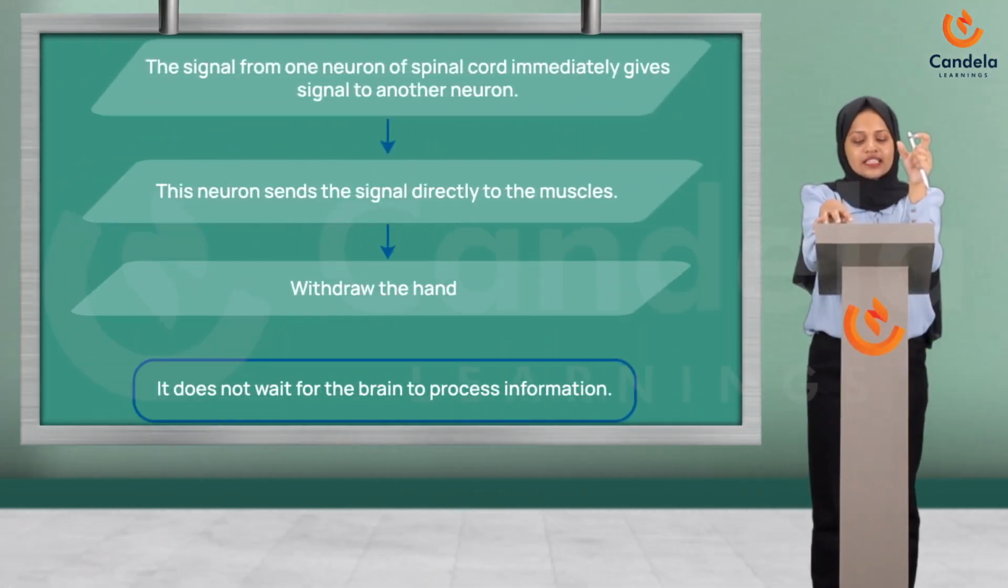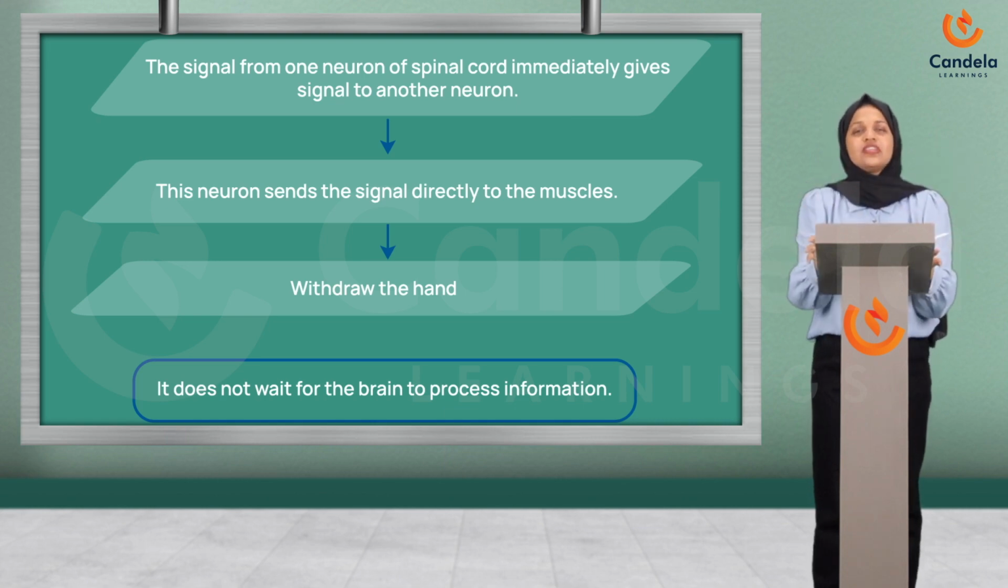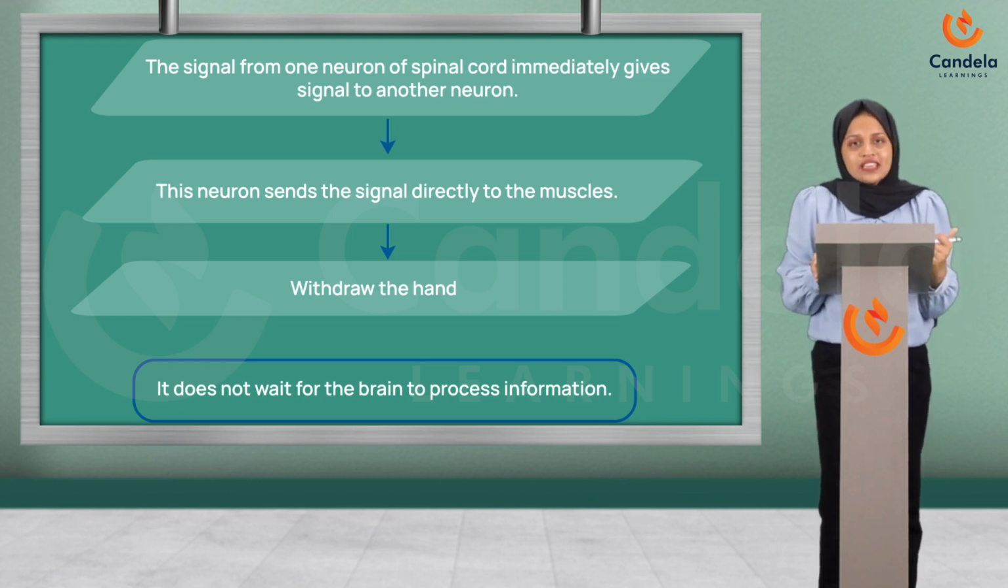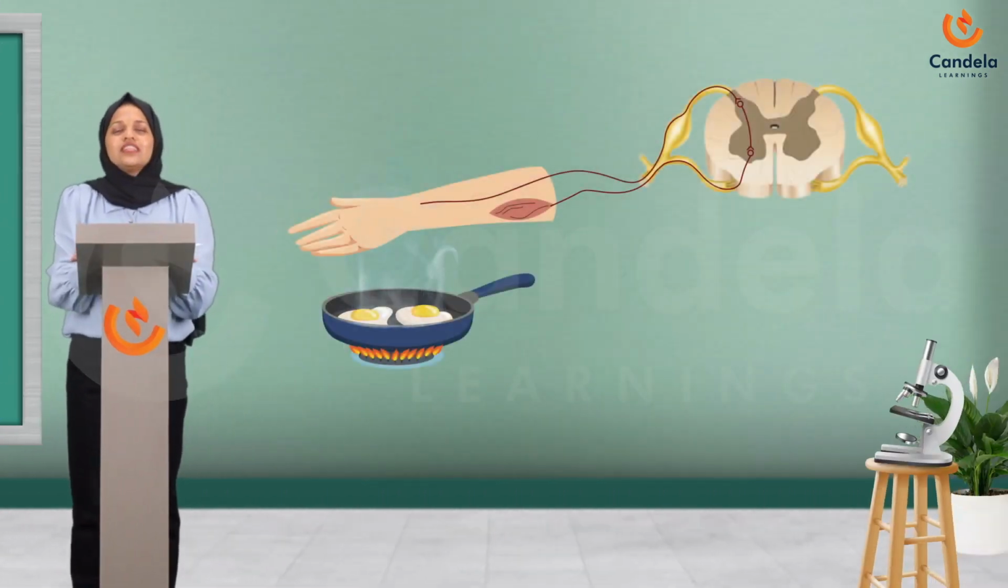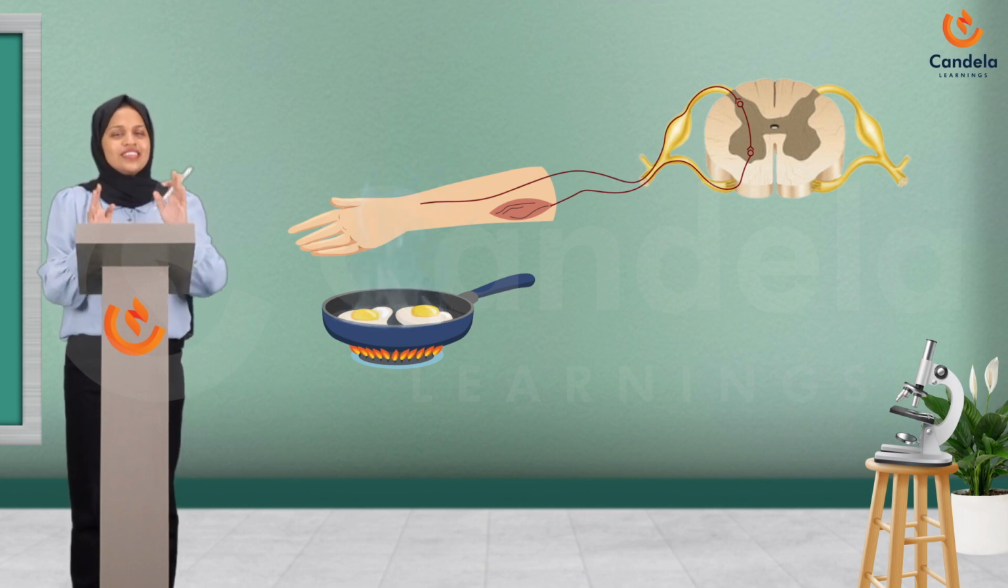Then what happens? The signal from one neuron of the spinal cord immediately gives the signal to another neuron which is present in the spinal cord only. Then what happens? This neuron will immediately give the signal to where? To the muscles, and hence we withdraw our hand. So here it will not wait for the brain to give us a command or to give us information. So this is the process behind the withdrawal of the hand. I hope it is clear to you all.